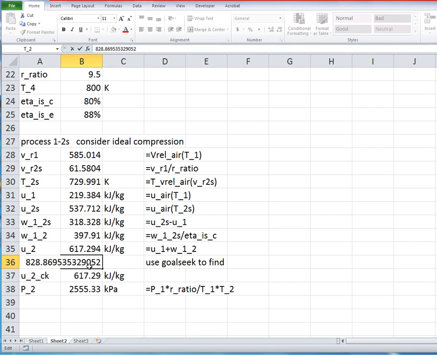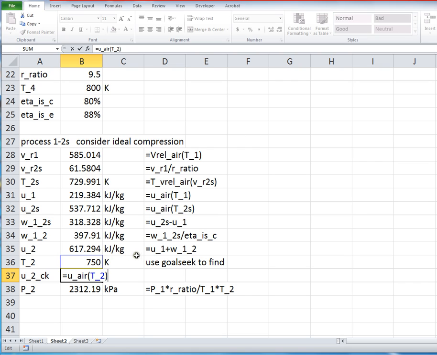Suppose I don't know what this temperature is. I know that the T2S is 729 and that this is likely to be more. So let's just say this is 750 degrees K. Well, that's not the right number, because what I've done here is I've used the forward table lookup function. I can calculate for that temperature the internal energy. So I've called this U2 check. CK means check here. So what I'm wanting to do is find the T2 that gives me a value of internal energy that's the same as the known value, 617.3.